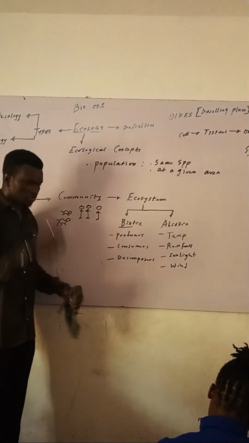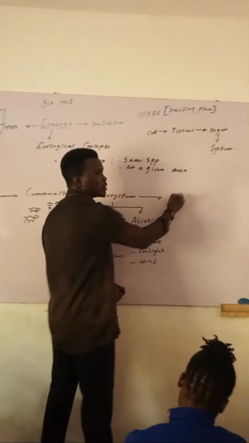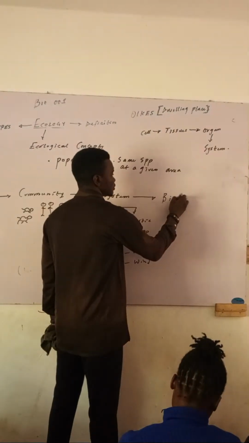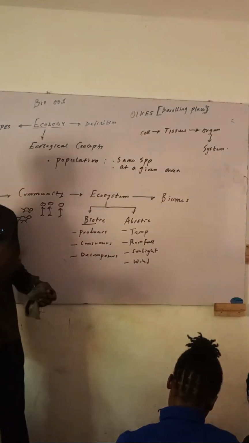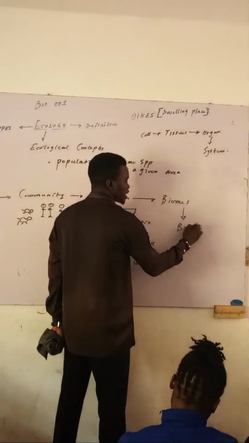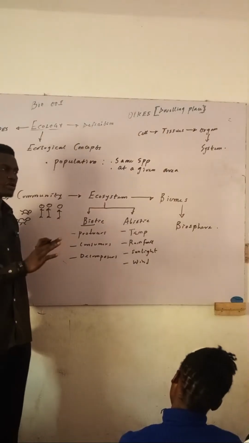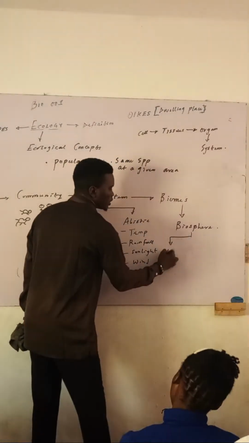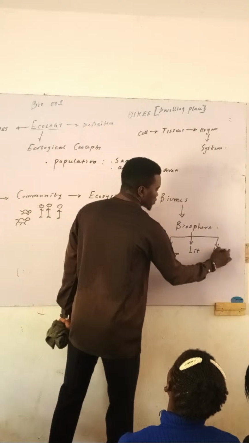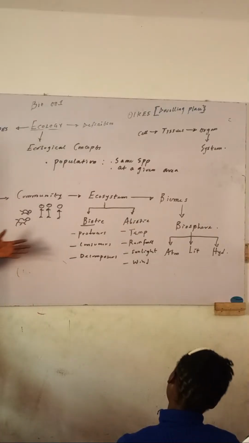Then when you move from ecosystem, in some questions you can see biomes. You can see biomes as part of the hierarchy, it's okay. Then after biomes is the biosphere, so that you don't get confused. That's why I include it. But I'm going to spend time on biomes very well in the next class. For the biosphere, we now have the atmosphere, the lithosphere, and the hydrosphere. So this is just the introduction to ecology.